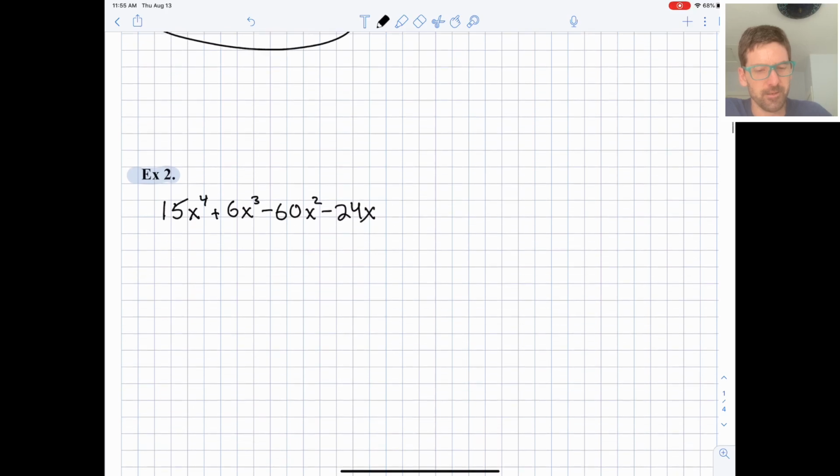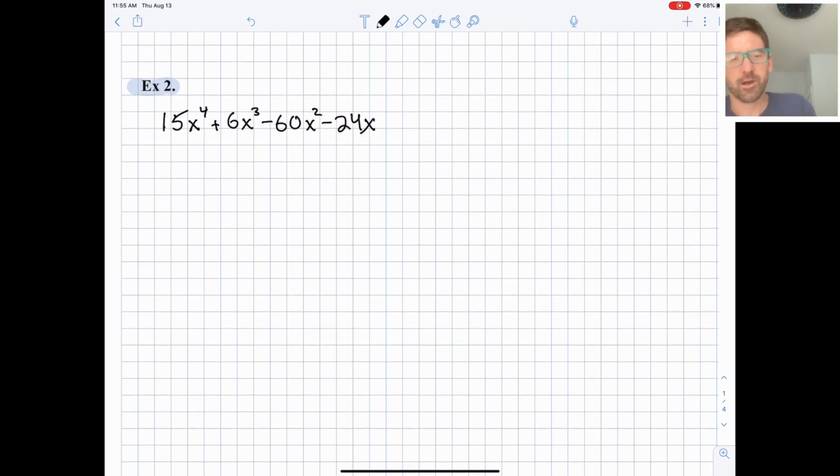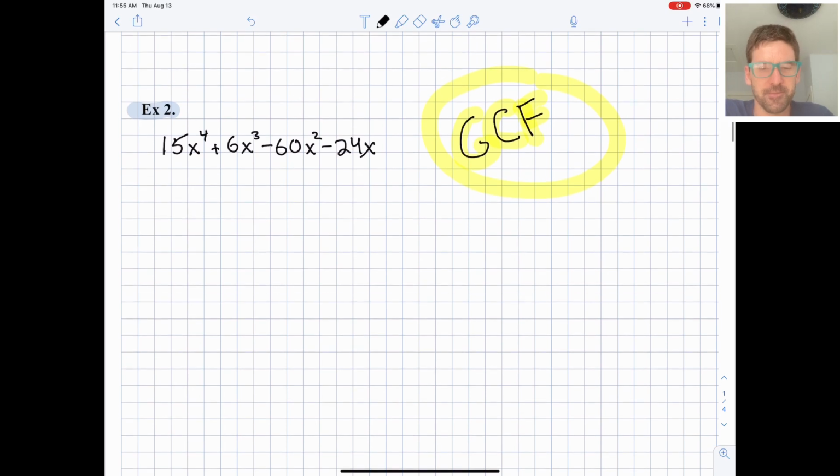Okay, next one, we're going to keep moving, and the big thing I want you to always remember here is to pull out a GCF, to look for a GCF. Is there a GCF that you can find? If you forget to do that, your life is going to be a lot harder with these problems. So really try to pull out a GCF. And here it looks like there's a 3x that can be pulled out of everything. And so now we're going to divide each successive term by 3x. So we have a 5x cubed plus 2x squared minus 20x minus 8.